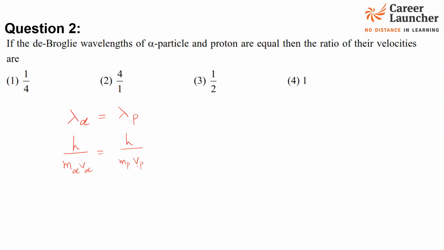So ratio of their velocities means we need to find the ratio of V alpha and V proton. So V alpha upon V proton will be equal to how much? Mass of proton upon mass of alpha particle. As we know, alpha particle is helium nucleus, 2 4, and proton is just one mass m. So this ratio is nothing but 1 upon 4. So my answer is simple, 1 upon 4.